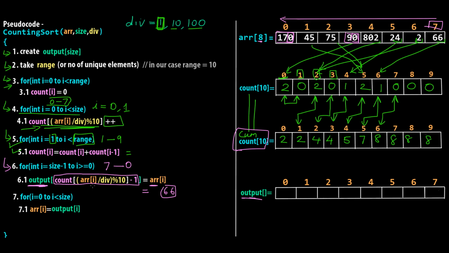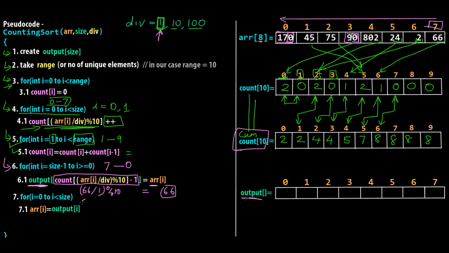So let's evaluate this. Internally, we have to first calculate ARR of I by div. What is ARR of I? ARR of 7, because we started from 7, so it is 66. So 66 divided by div. Div is 1, obviously, for the first time. This is still the first round of counting sort being called from the Radix sort. Div values are only going to change from 1 to 10 to 100, and right now we are at 1. So 66 by 1 is going to be 66. Then we have mod 10. 66 mod 10 is going to be 6.